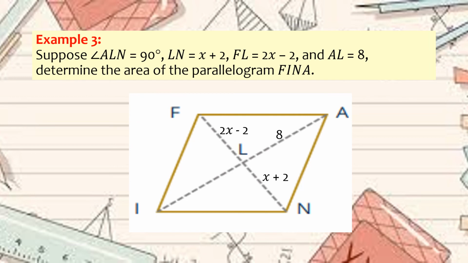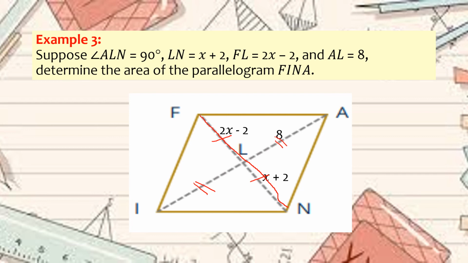Dito, alalahanin ulit natin yung properties na napag-aralan natin kanina. Si FL, kagaya siya ng measurement ni LN. Si IL naman, para kay AL. And then, naka-form tayo ng dalawang triangle, kagaya nung sa example kanina.